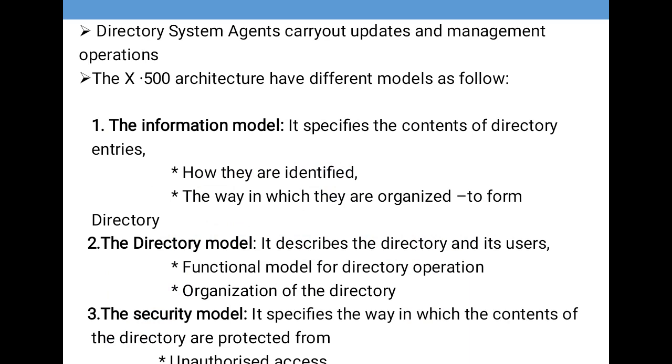And the directory model describes the directory and its users, where it provides a functional model of directory operation and organization of the directory. The security model specifies the way in which the content of the directory is protected from unauthorized access and unauthenticated users.